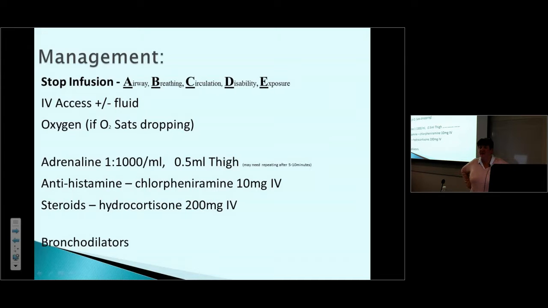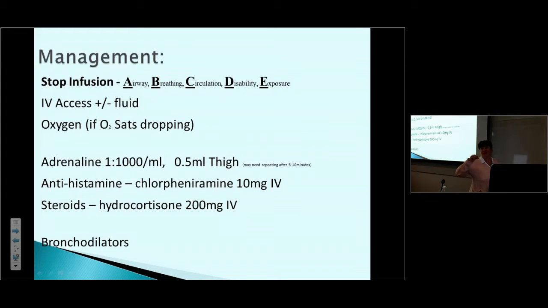Okay, so according to the Resus Council, what we would need to do is look at, are we mild to moderate in our severity, or are we going severe? If we're heading to severe, we should go straight in with the adrenaline, epinephrine. So we're looking at a 1 in 1,000 per ml solution, and we would give 0.5 mils into the anterolateral aspect of the thigh.